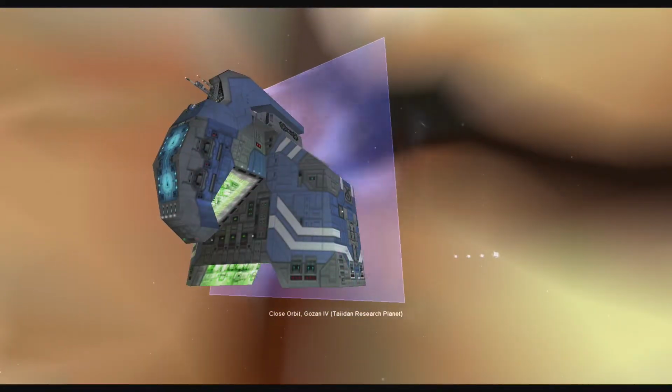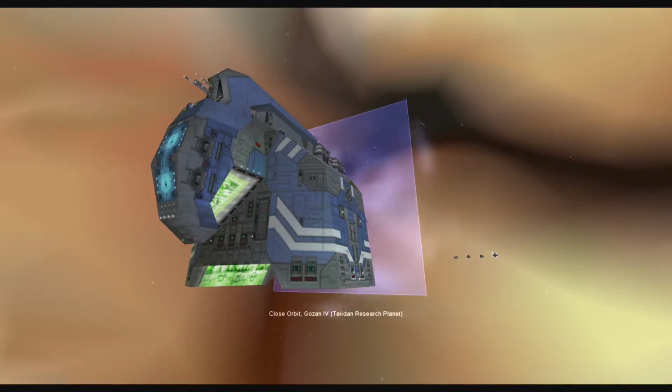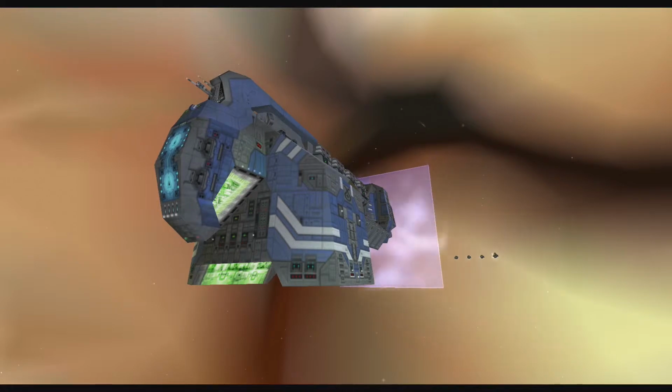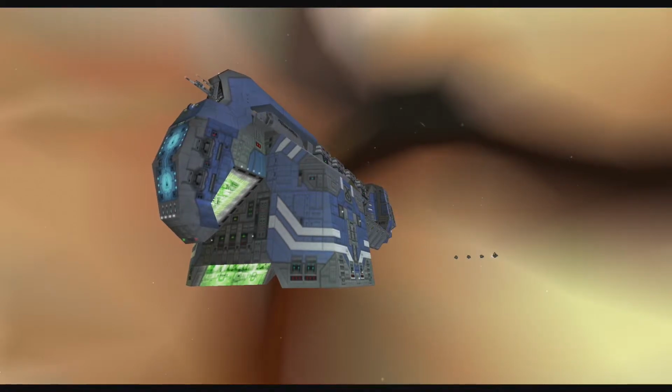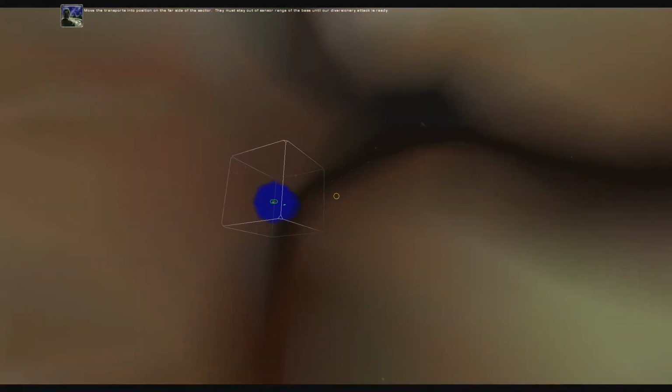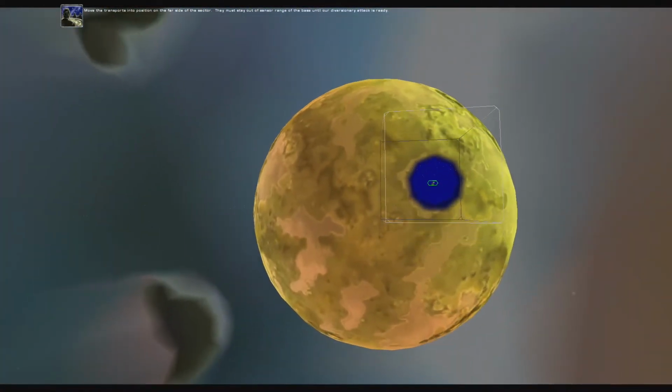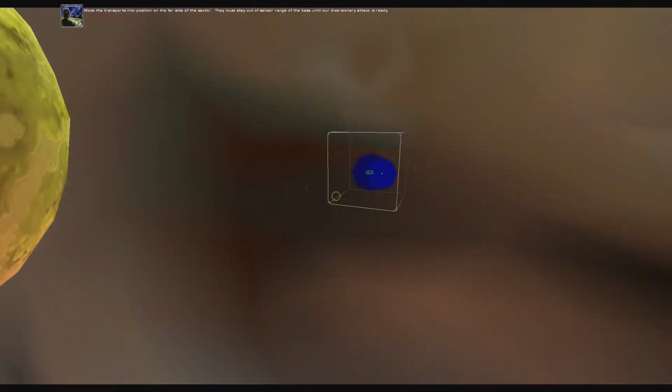All right, so back with Homeworld Cataclysm, and we're going to use our captured resource collectors to infiltrate the base. Move the transports into position on the far side of the sector. They must stay out of sensor range of the base until our diversionary attack is ready.